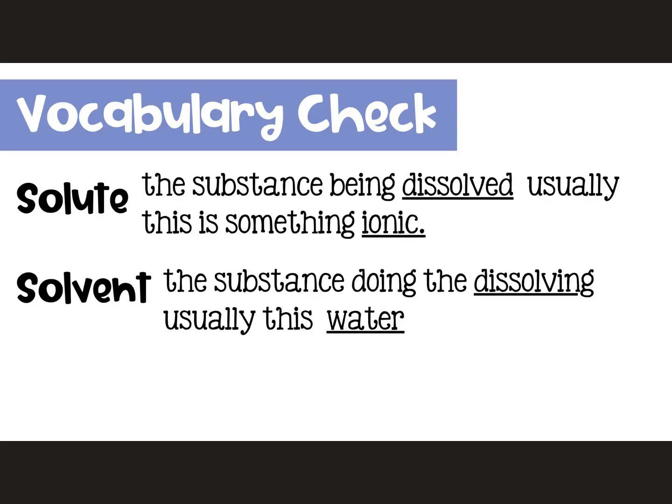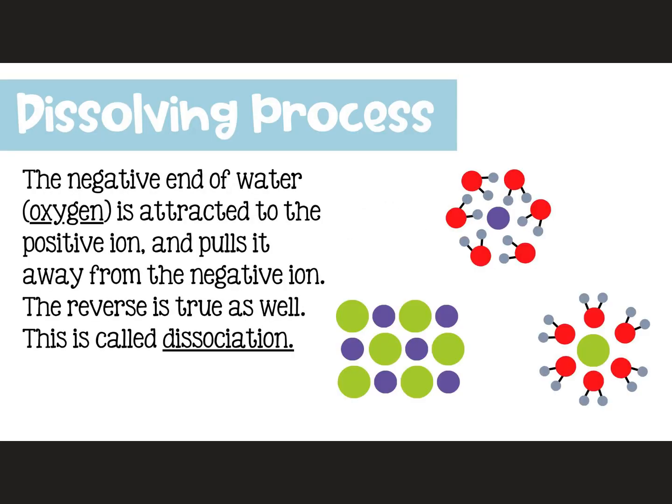Before we move on, let's review some vocabulary. The solute is the substance being dissolved. Usually, this is something ionic. The solvent is the substance doing the dissolving. Usually, this is water. When you are dissolving something, the negative end of water, the oxygen, is attracted to the positive ion, and it pulls it away from the negative ion.